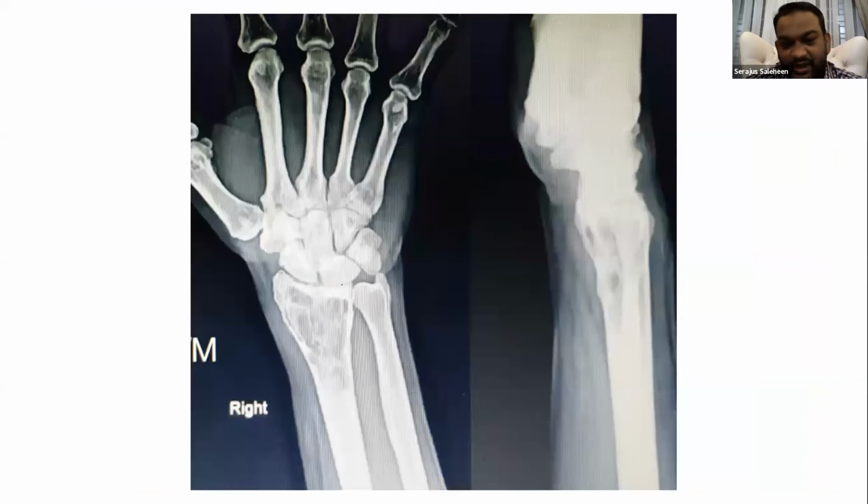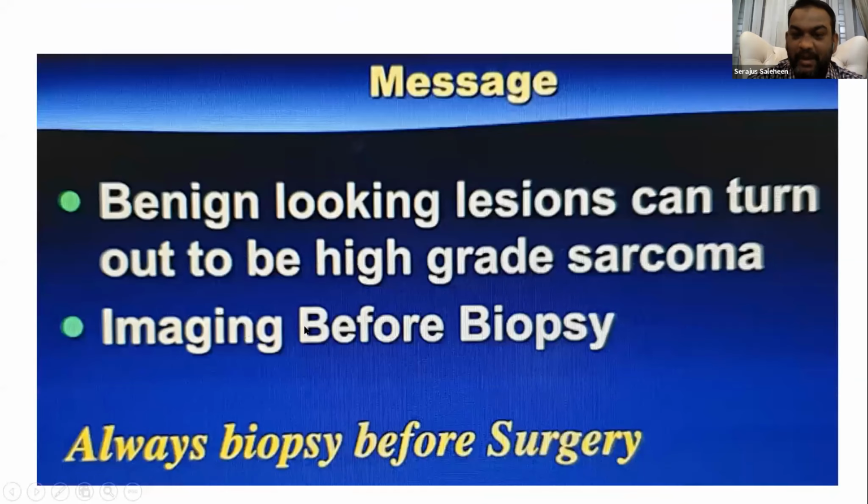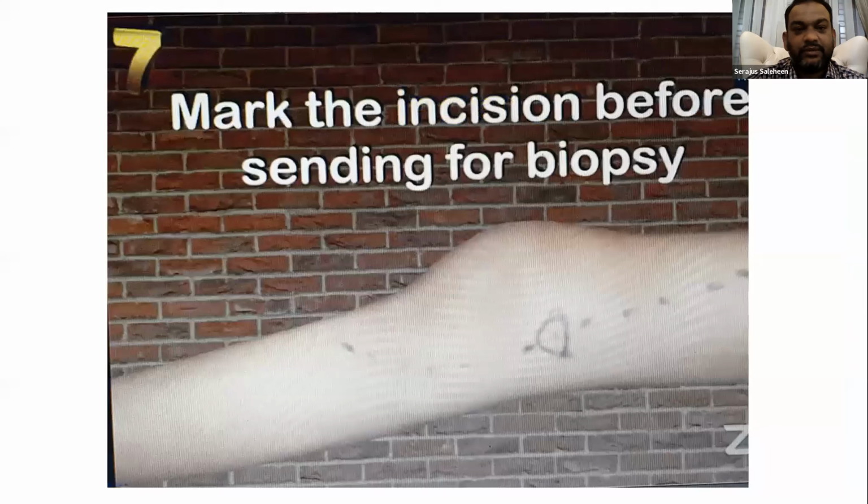For example, there is an osteolytic lesion in the distal radius. It seems it may be an aneurysmal bone cyst, but it is an osteosarcoma. So the message is a benign-looking lesion can turn out to be a high-grade sarcoma. So imaging before biopsy, and always biopsy before surgery. When you send a biopsy, always mark the incision before sending for the biopsy.